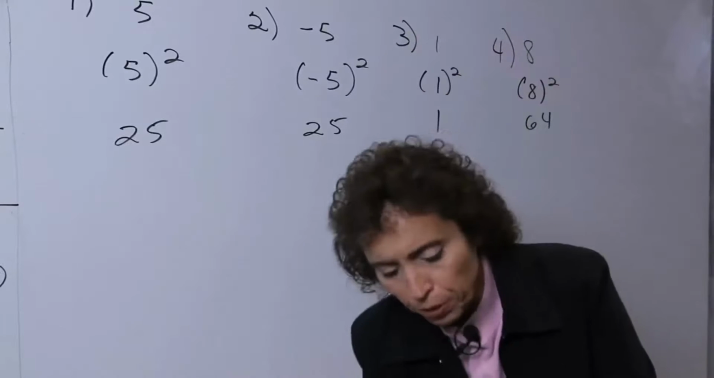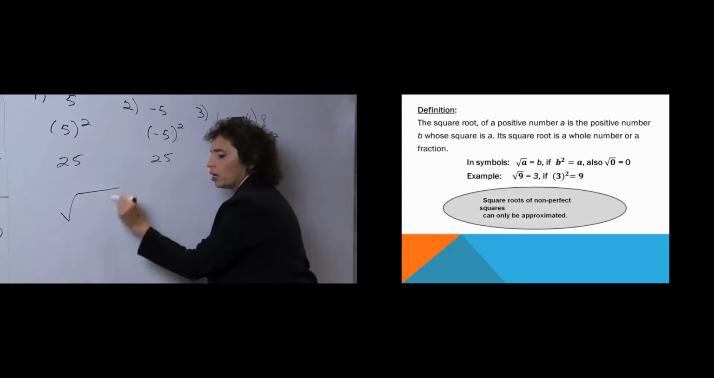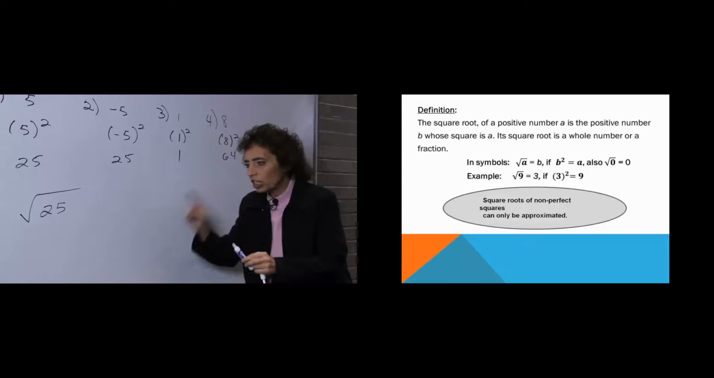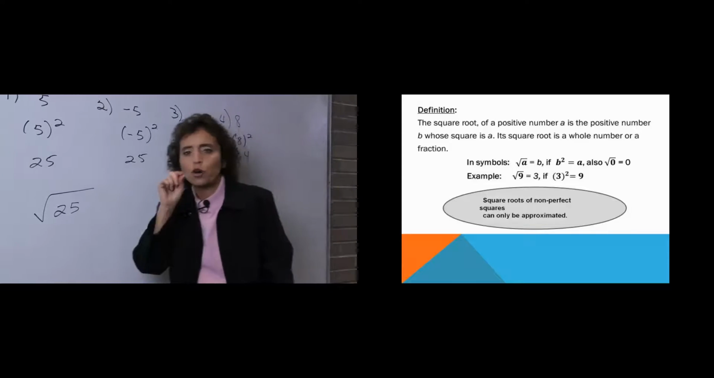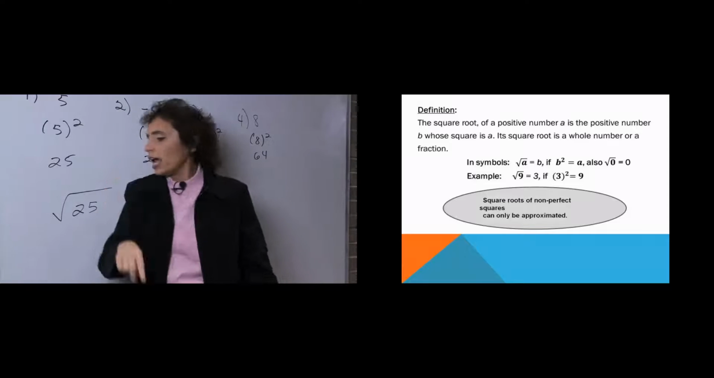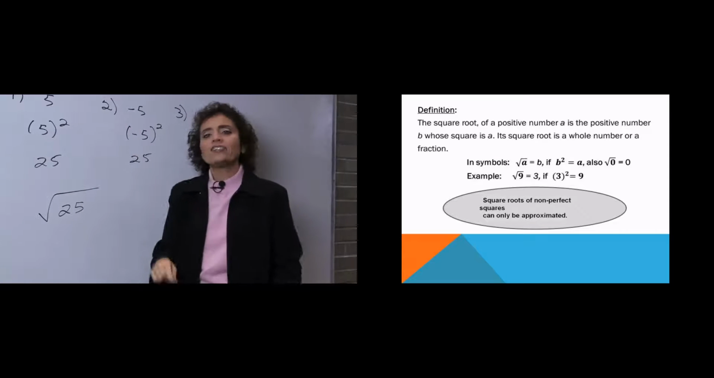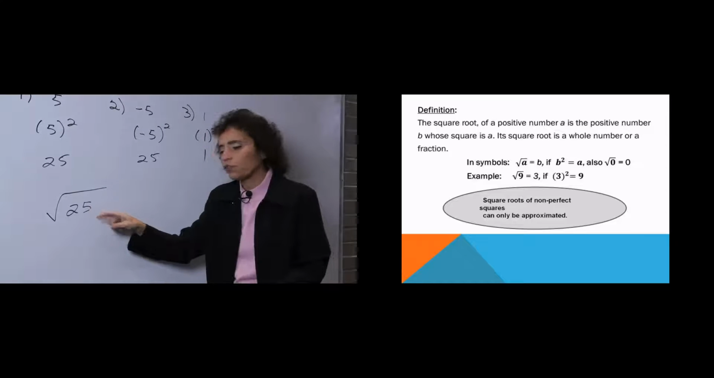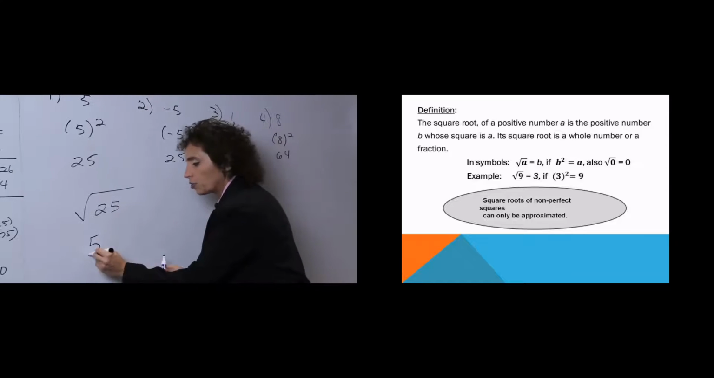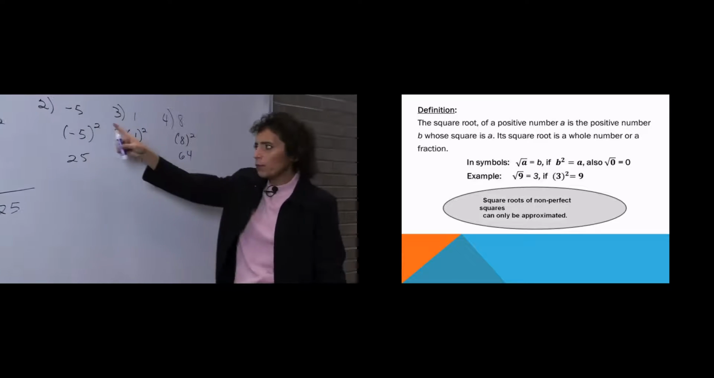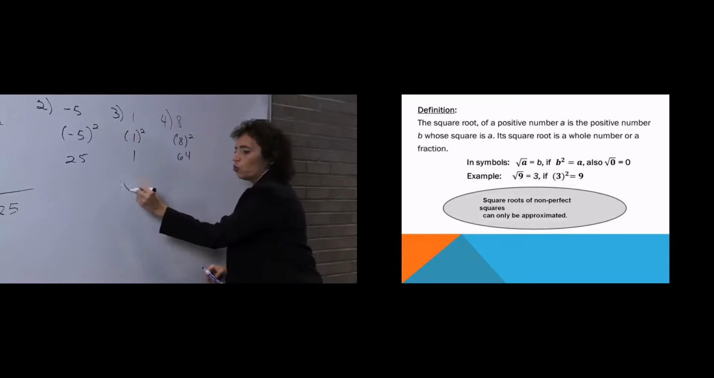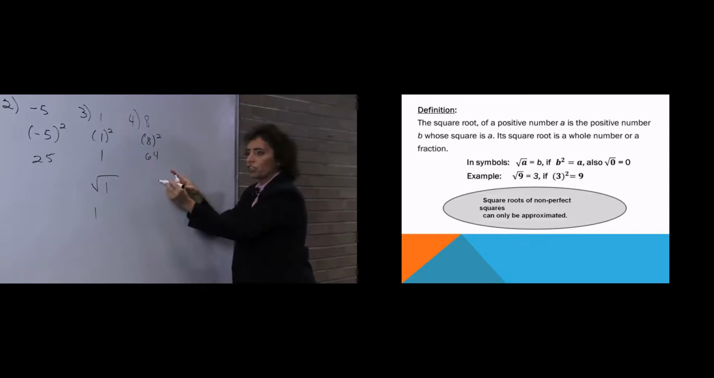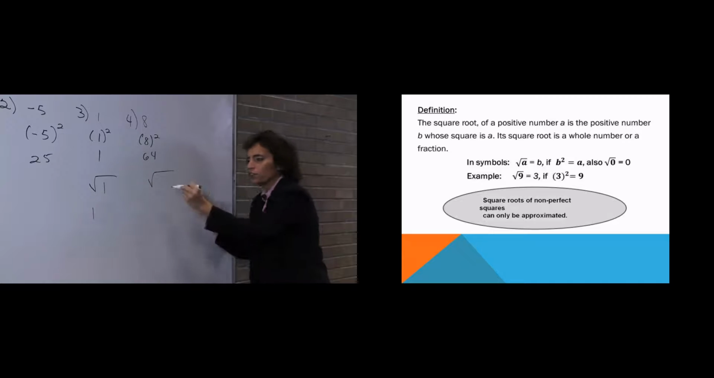I can use this symbol and say, what is the square root of 25? This is the reverse of squaring. The reverse of squaring is square rooting. And what that is asking you is give me one of its 2 equal factors, or what times itself is 25. And that answer is 5. Now we're going to come back to this one in a minute. Square root of 1. What times itself is 1? I would get 1. 64. What times itself is 64? I would get 8.